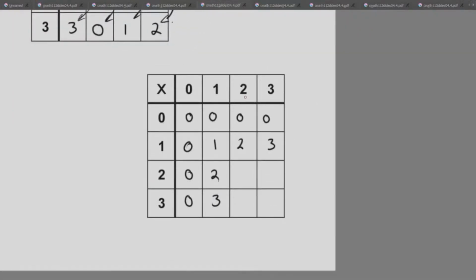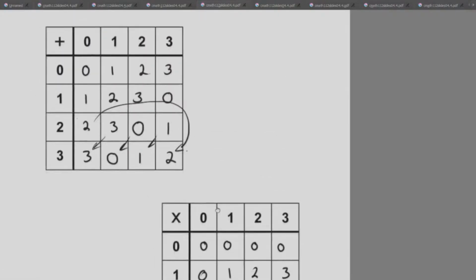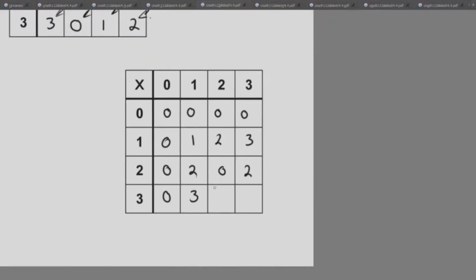2 times 2 is 4, which is 0. 2 times 3 is 6, which is 2. So I see that when I multiply by 2, I can only get 0s and 2s. Now there are deeper mathematical properties happening here that we are avoiding just so we don't get overwhelmed. But it's interesting to note that not all the numbers here are answers in a row. Here, every row had every number in the addition. In the multiplication, that is not the case.